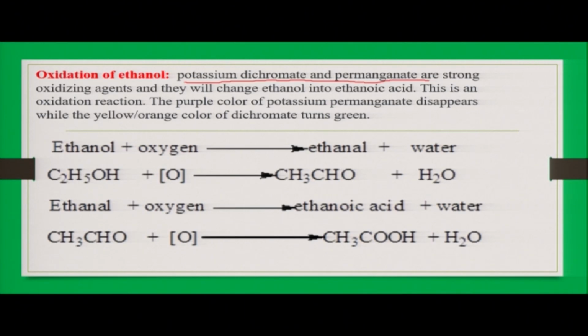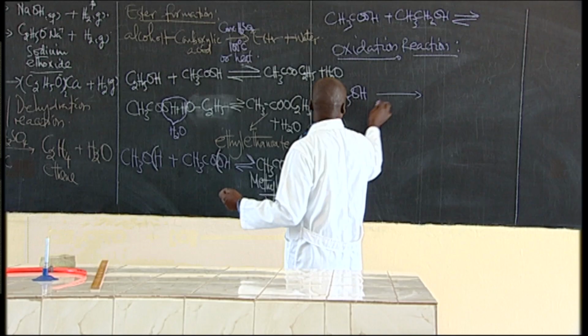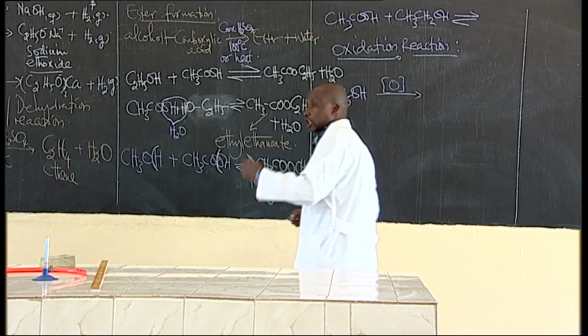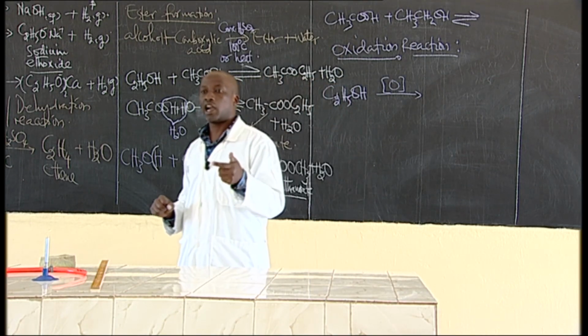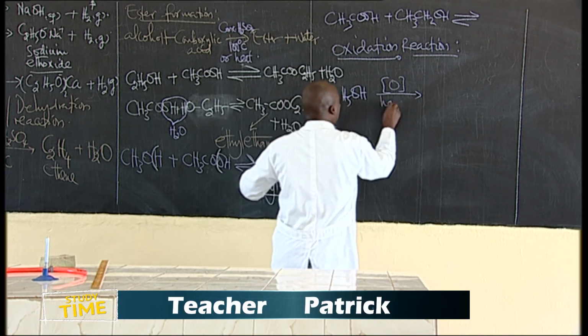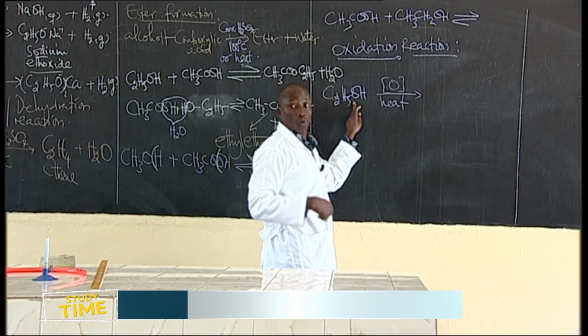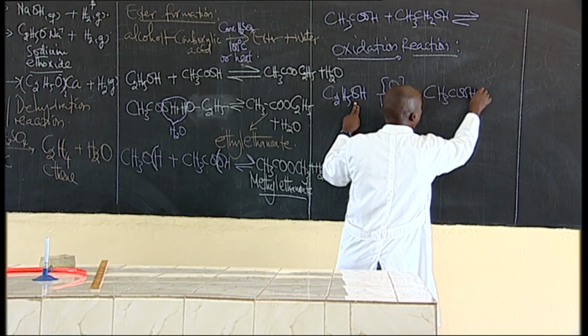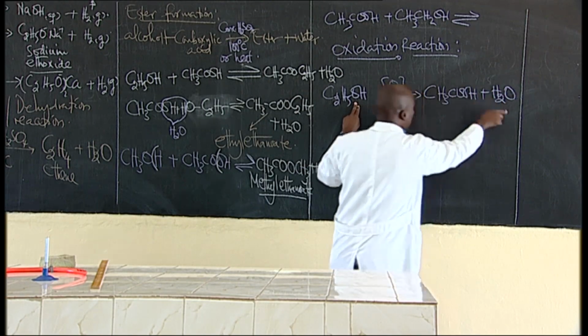So this is one of the methods how these carboxylic acids are prepared. If you have an alcohol, which is ethanol, in the presence of an oxidizing agent, the oxygen is provided by strong oxidizing agents like potassium dichromate or potassium permanganate. All these are strong oxidizing agents, and with heat, the alcohol will change into the carboxylic acid, CH3COOH, plus water molecules.